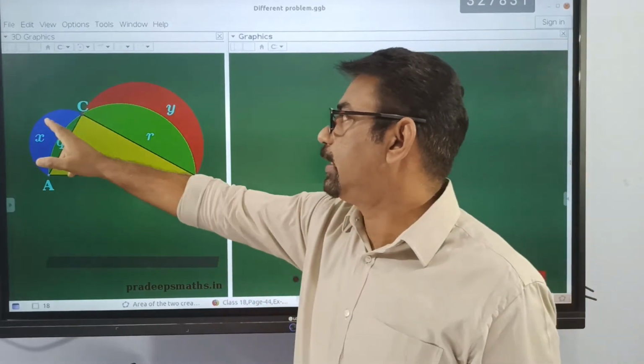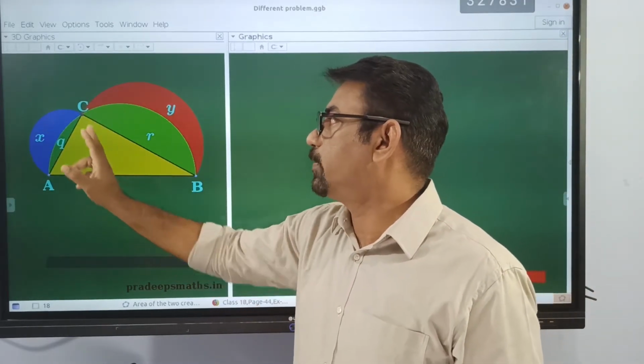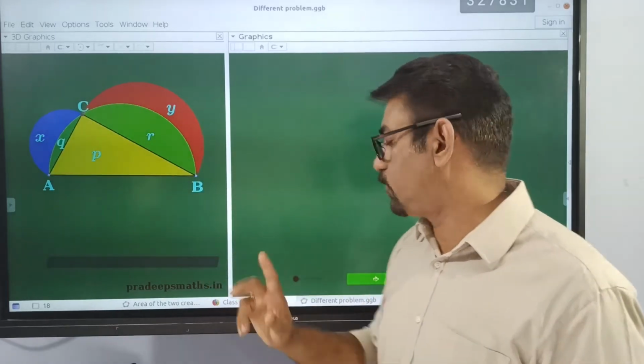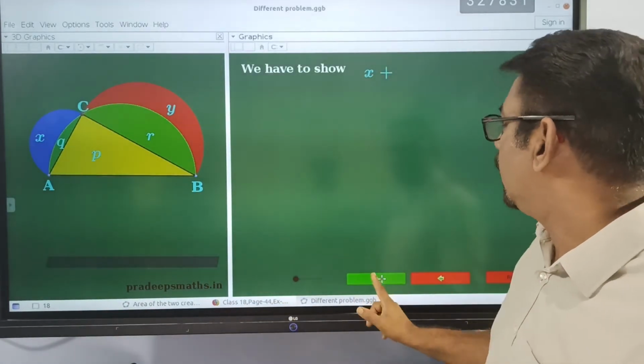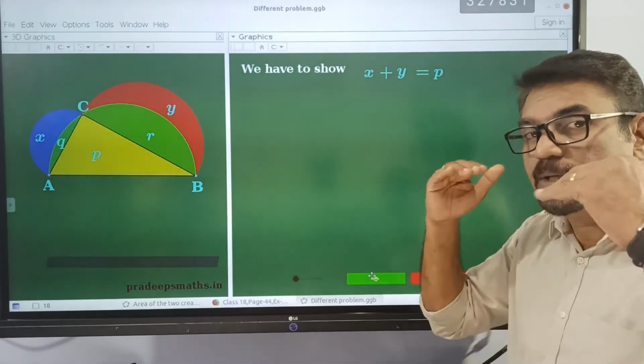Here we have to prove that the sum of these two areas is equal to the area of the yellow triangle. That means X plus Y is equal to P. That is what we have to show. We have to keep it in mind.